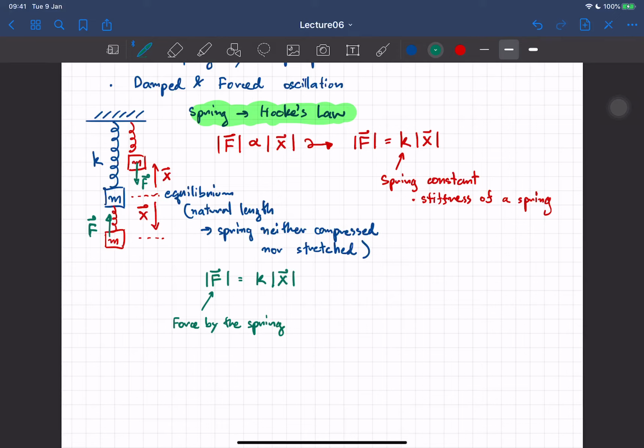Okay, so if we talk about force by the spring, you can see that the force is always pointing in the opposite direction from the displacement.